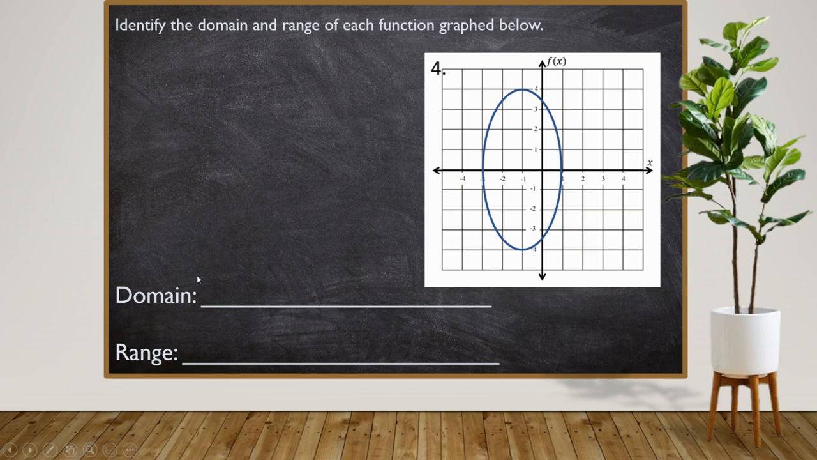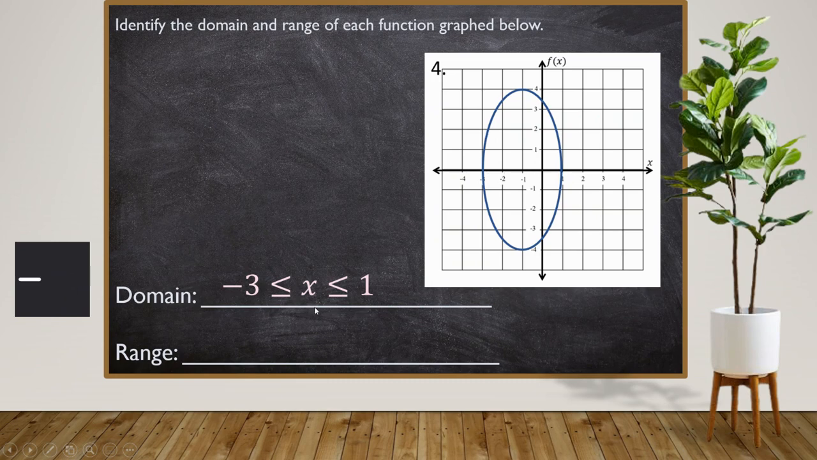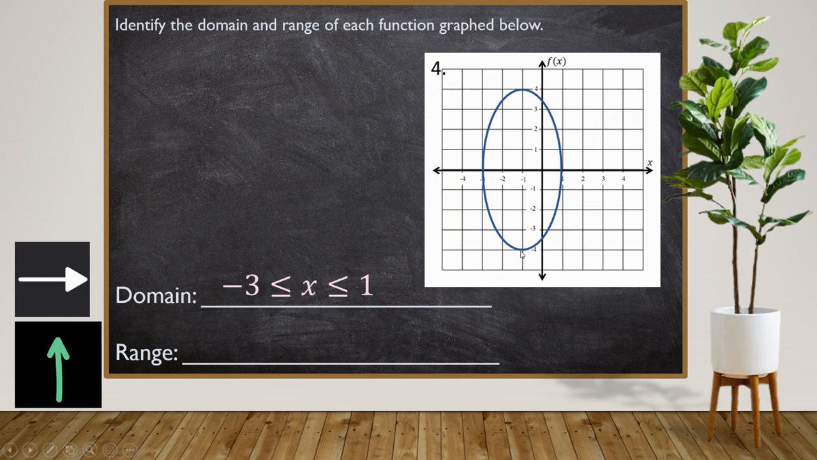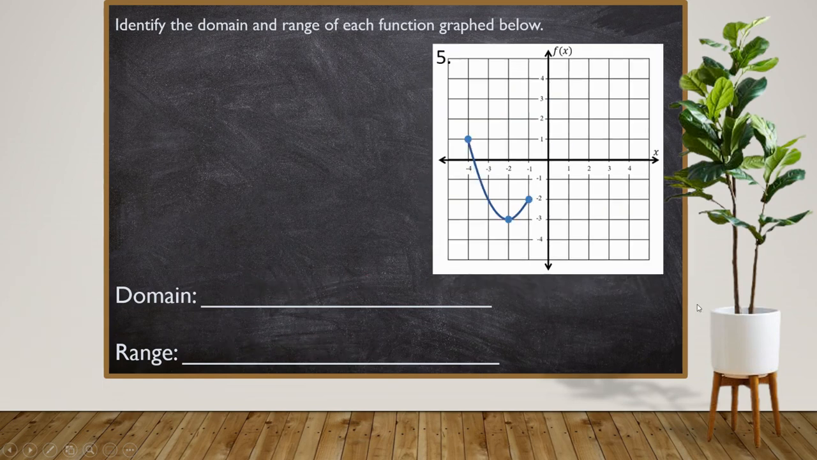In this one, domain, again, look at it from left to right. This leftmost point here is at -3, and the rightmost point is at +1. So to say that we have x values from -3 to +1, we write the smaller value first, -3 on the left, +1, the larger value on the right. X is in between with our two less than or equal to signs. The range, now we're going to look at it from bottom to top. Our lowest point on this graph is -4, and the highest point is +4. So -4 is less than or equal to f of x, which is less than or equal to +4.